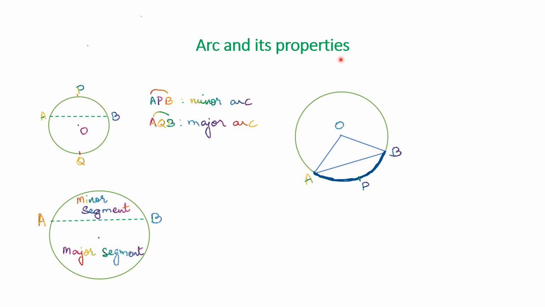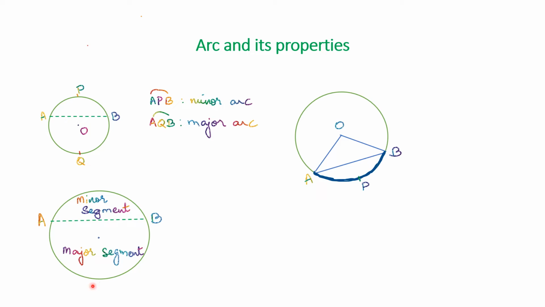Arc and its properties. I have a circle with the center O and there is a chord AB whose endpoints are A and B. This chord AB is dividing the circle into two parts. One part is arc APB and the other part is arc AQB. Since arc APB is smaller than the arc AQB, we call arc APB the minor arc and arc AQB the major arc. Understand that here you are talking about only the circumference of the circle.